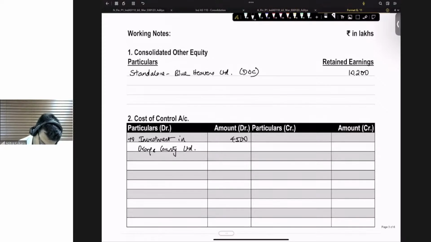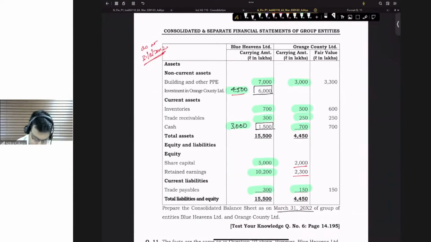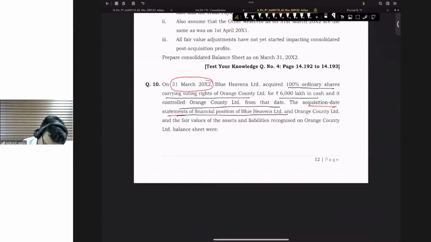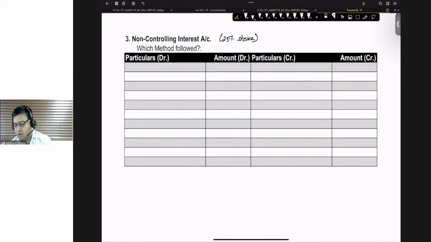Okay, so let us then proceed to share capital. What is the stake acquired? 75% stake. So what is the stake of non-controlling interest? 25% stake. Acha. Which method shall be followed? Look at the information in the question. Are you given fair value of NCI or the equity share capital of Orange County? Nowhere is that information given. So which method will we be following? We will be following proportionate net assets method. Okay, proportionate share of net assets.